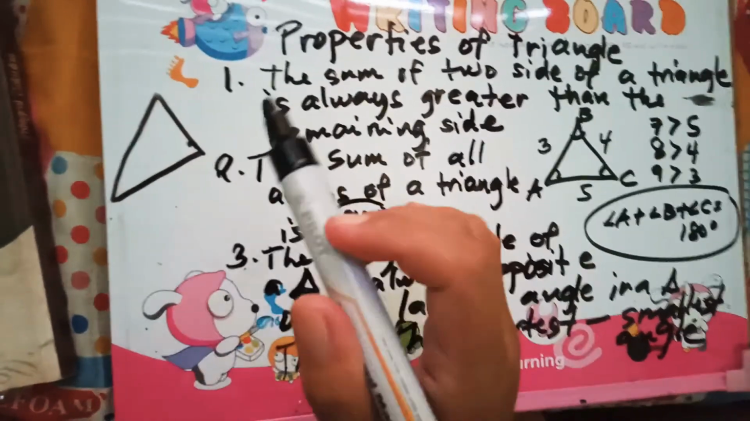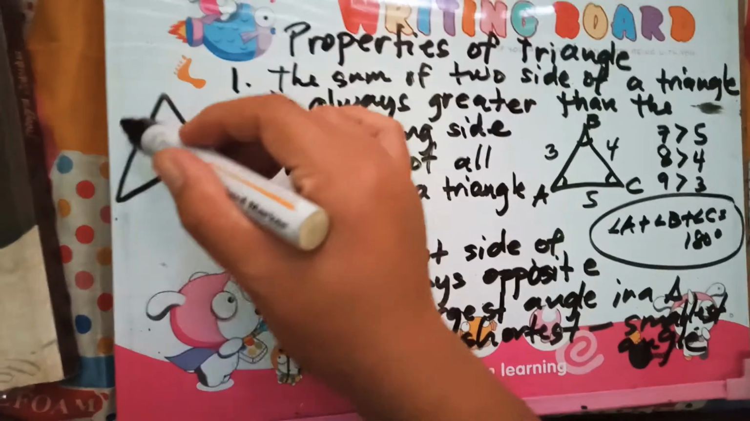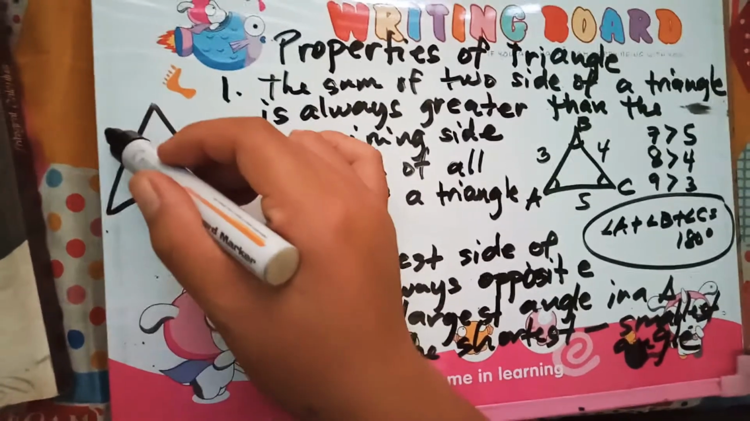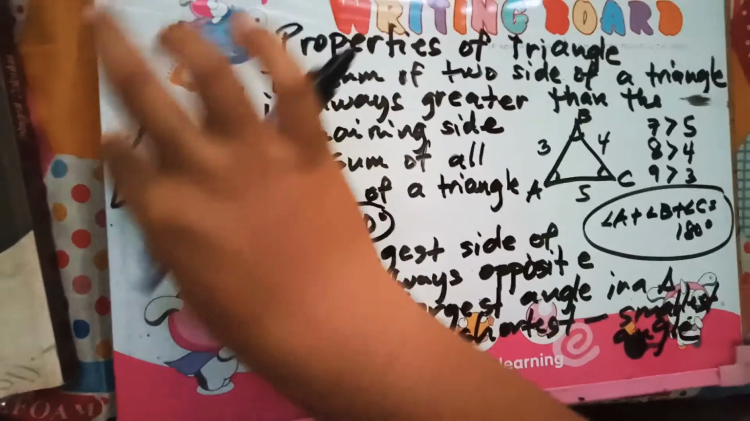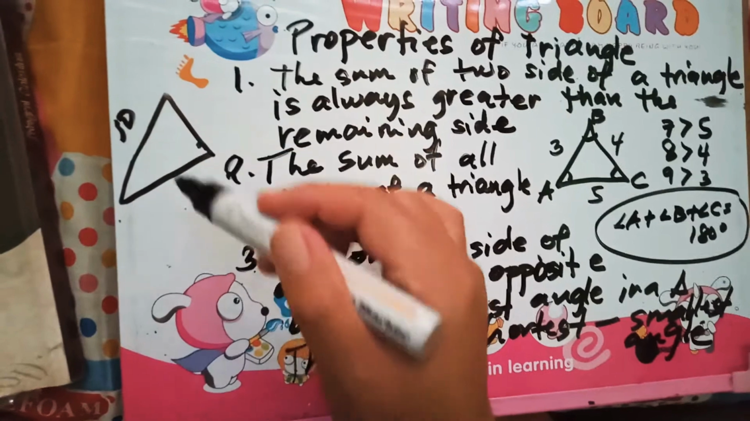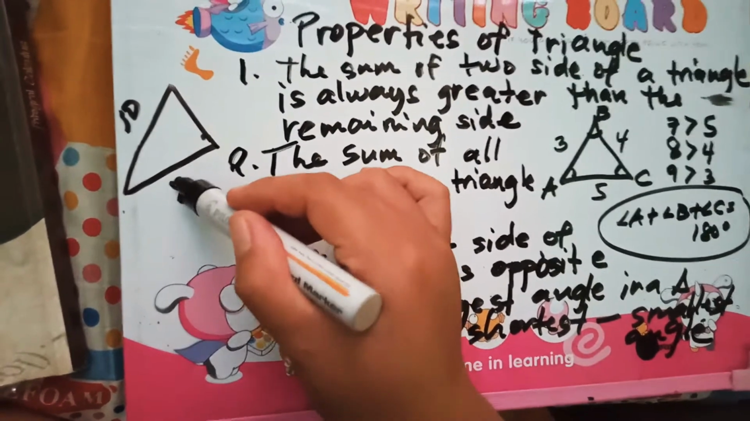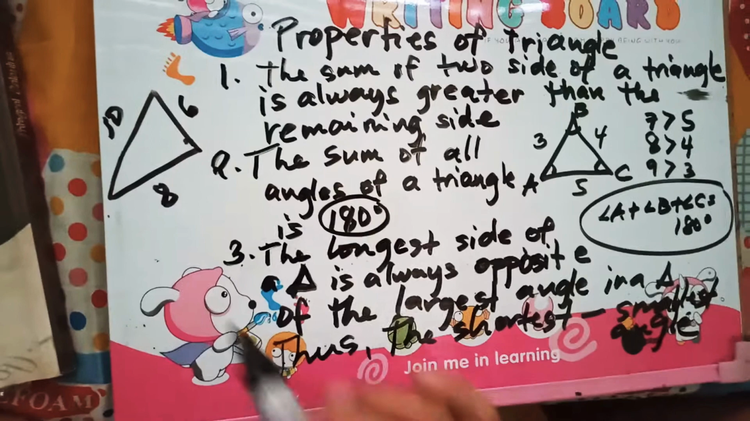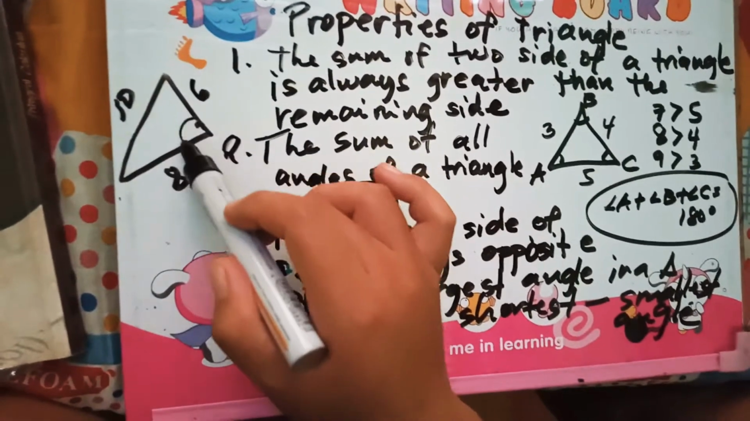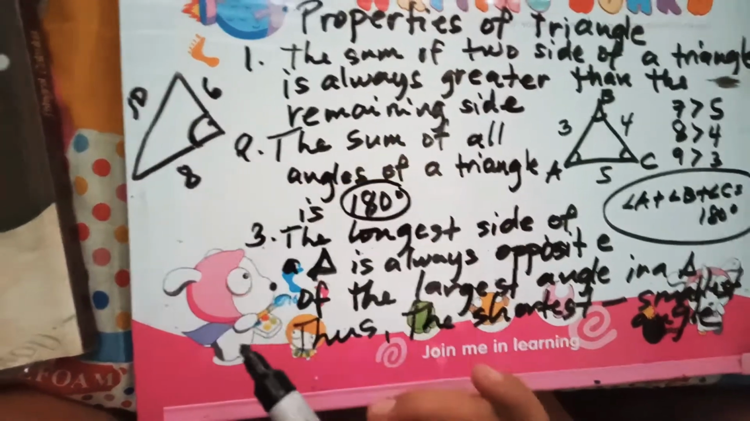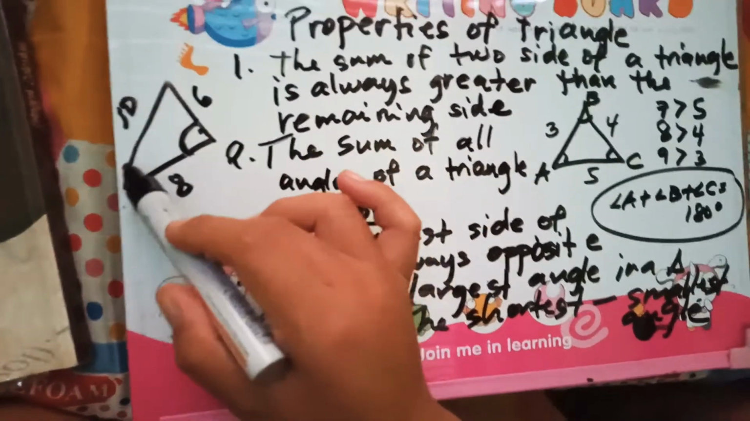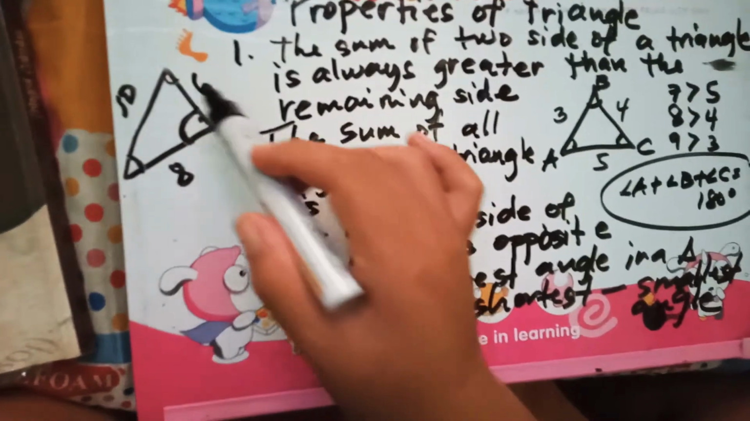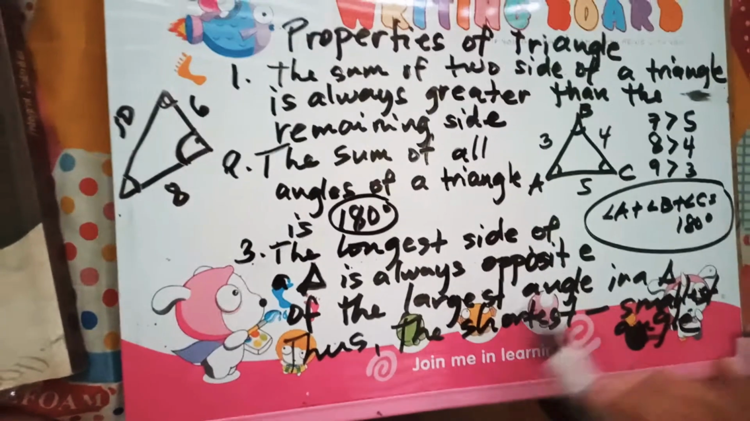So, if you have a triangle, and this is your longest side, for example, we have 10, then 8, then 6. Okay? What property number 3 says is that the longest side is opposite the largest angle. And the smallest side is opposite the smallest angle. So, this is the smallest, this is the largest, this is the one in the middle. Okay? That is property number 3.